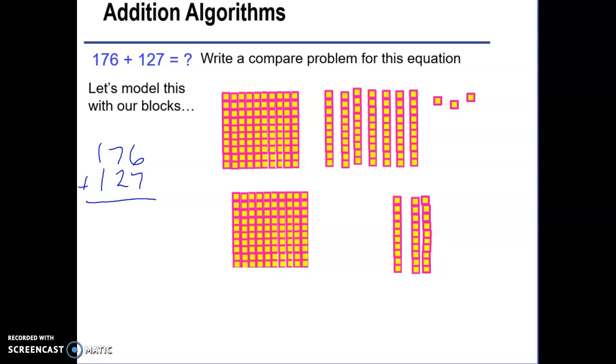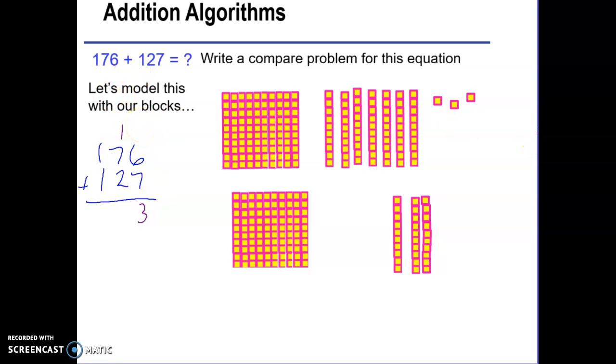Okay, so let's illustrate that over here on my problem. I have one group of 10 and I have 3 tinies remaining. Okay, so did you guys catch that? I did the blocks first, and then what I did with the blocks came over here into my standard algorithm.